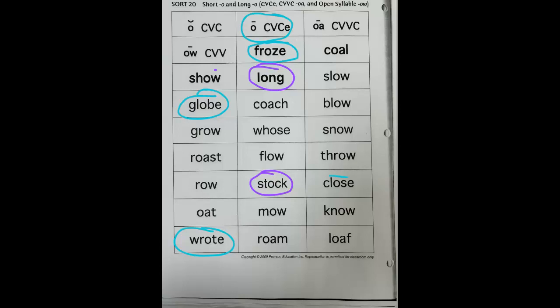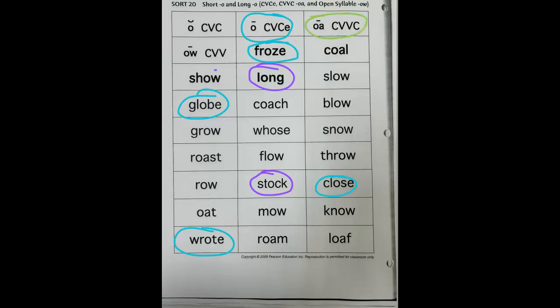Over here, close. This is not like the clothes that you wear. This is like, please close the door. L consonant, O vowel, S consonant, ends with an E. Okay, those all make the O sound. Switch colors again. Let's go over to the OAs.